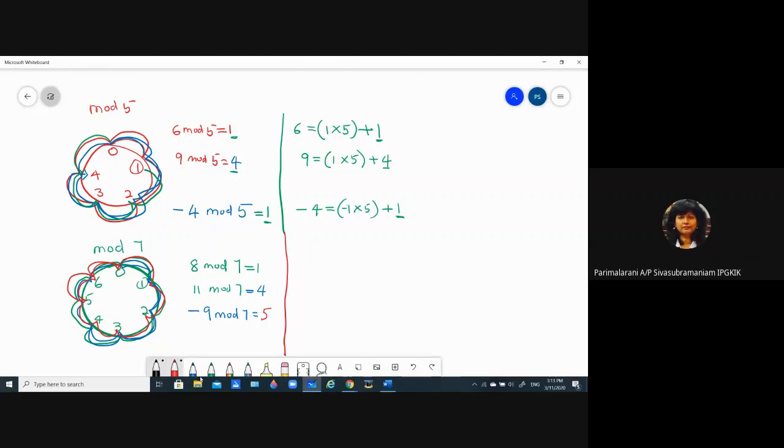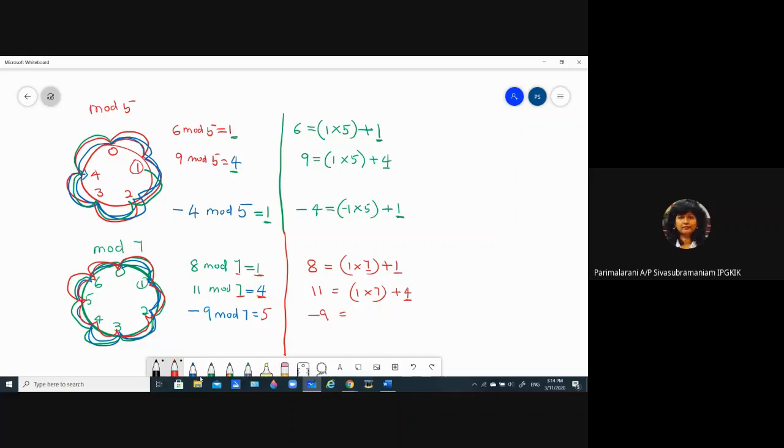8 mod 7, that means 8 divided by 7. We know that 8 is equal to 1 times 7 plus 1. This is the remainder. 11 is equal to 1 times 7. Why do we use 7? Because the mod is 7. 1 times 7 plus the remainder 4. So the remainder is 4.